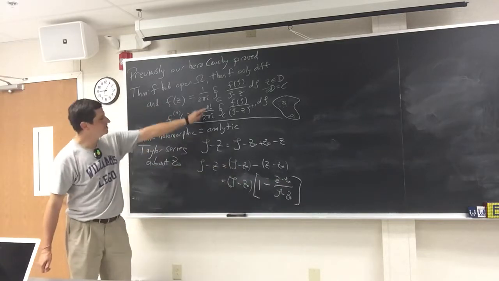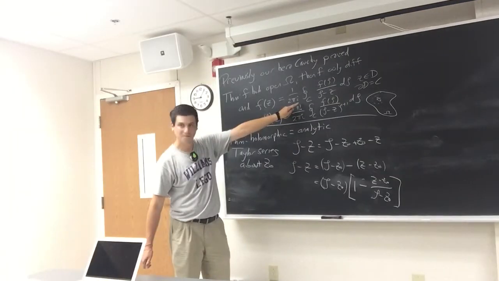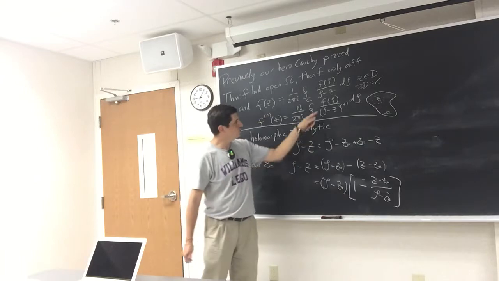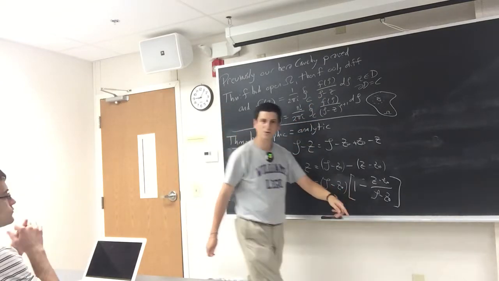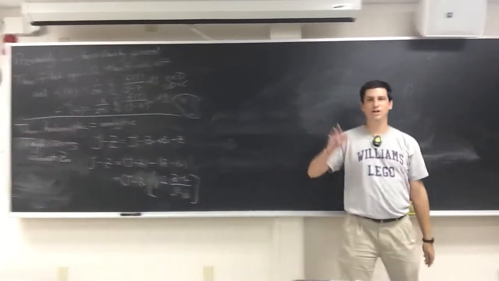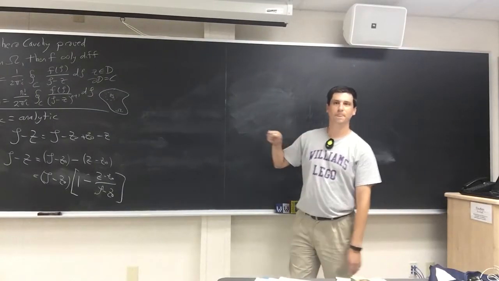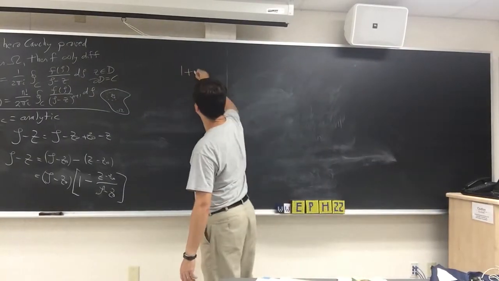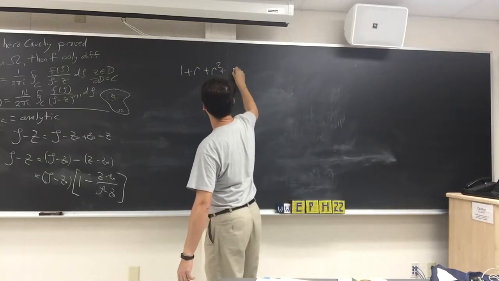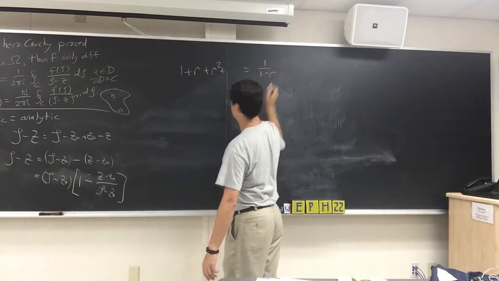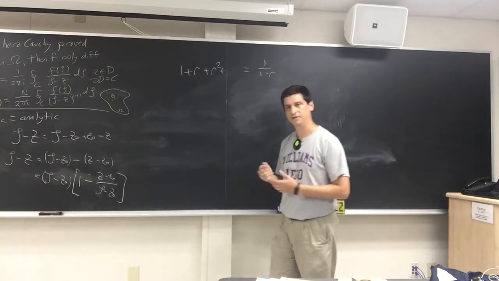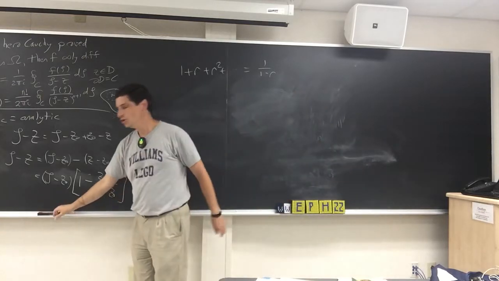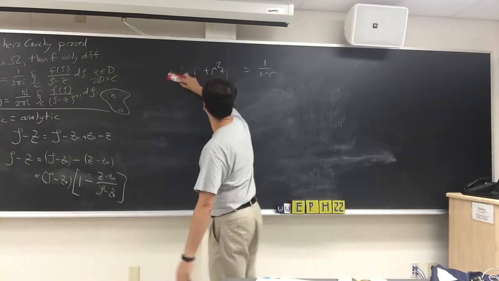Geometric series. I have this in the denominator, right? So since this is in the denominator, I want to replace it with its reciprocal and then use the geometric series. Have you guys seen the geometric series? 1 plus r plus r squared and so on equals 1 over 1 minus r. This is one of the most important series we have. It converges beautifully.